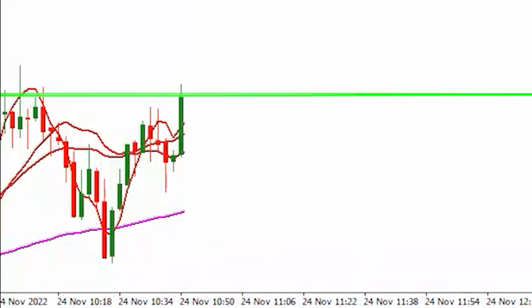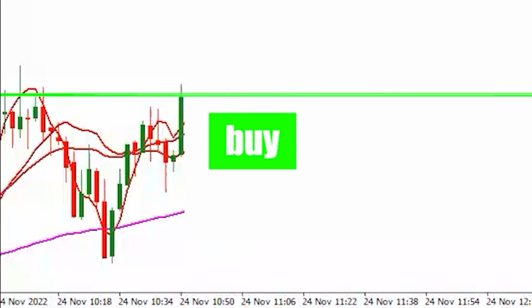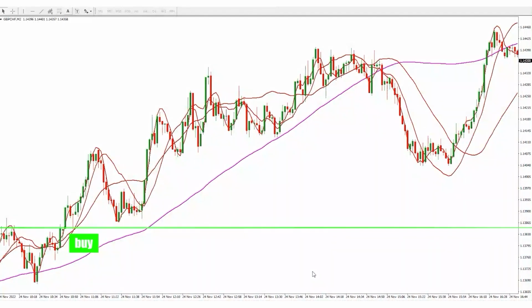We've identified this exact bar to enter from. We'll put in our buy order here, and as you can see, the market moved on up.